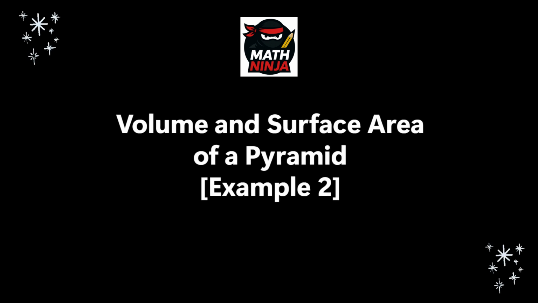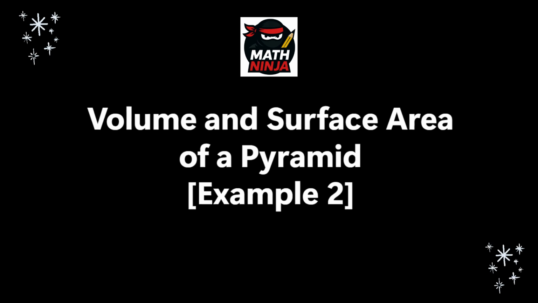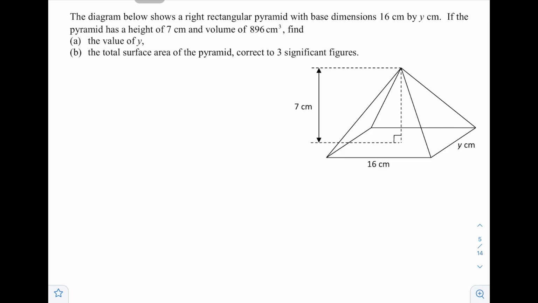In this video, we will look at an example involving the volume and surface area of a pyramid. In this question, we are given a right rectangular pyramid that has a base with dimensions 16 cm by y cm, and the pyramid has a height of 7 cm and a volume of 896 cm cubed. So what we need to do now is to work backwards to find the value of y.